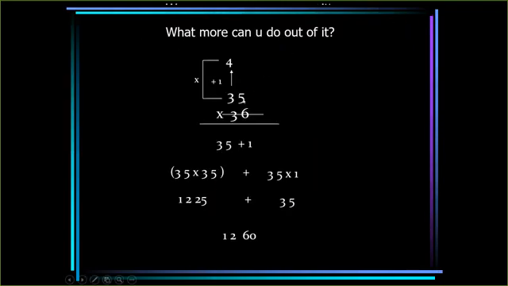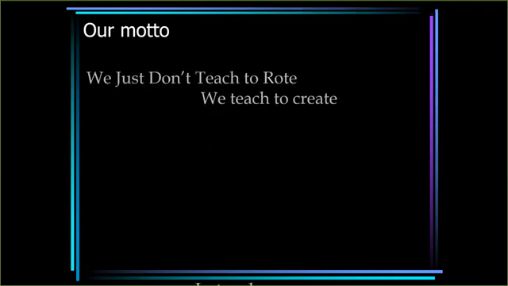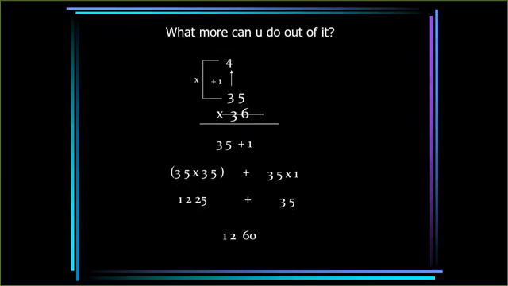So 35 into 36 is there. You know how to get the answer of 35 into 35. So I will cancel this 36 and make it 35 plus 1. What is the answer of 35 into 35? 1225. Then 1225 plus 1 time 35 more, so 1225 plus 35 is 1260. So it is very easy to find the answer.